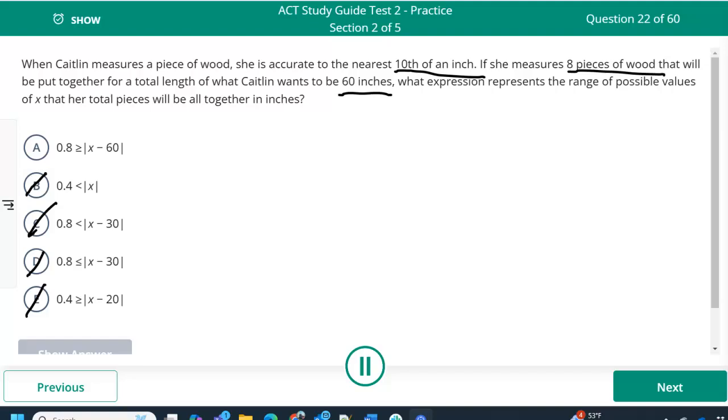So she is going to be within 0.8 inches of 60. She's got 8 pieces of wood. She may be off by a tenth of an inch. The most she could be off is 0.8, either 0.8 too high or 0.8 too low. But it's going to be somewhere in that range. So she puts all the pieces together, subtracts 60, takes the absolute value, and yeah, that is going to be less than or equal to 0.8. So the answer here has got to be A.